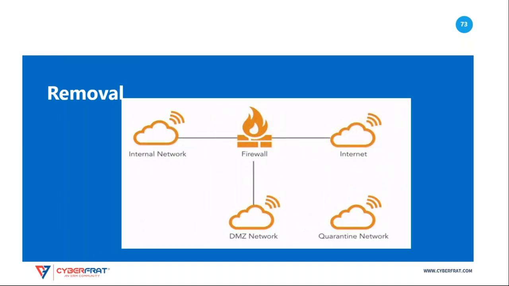And finally, removal completely disconnects impacted systems from any network. They are completely unable to communicate with other systems or the internet, and the attacker is cut off from access to the systems. This approach will certainly alert the attacker to the fact that the attack was detected, but it does prevent the compromised system from continuing to cause damage on the network.